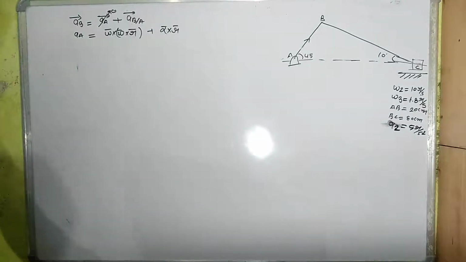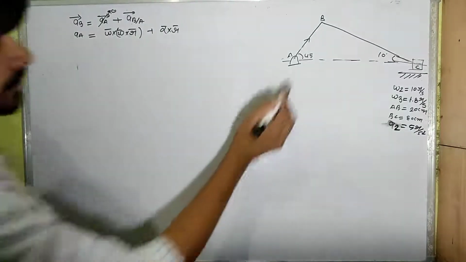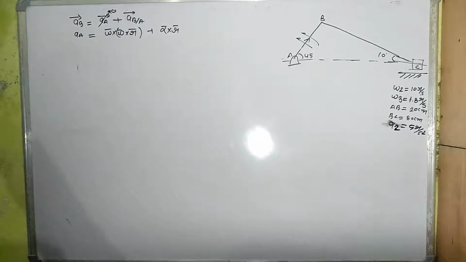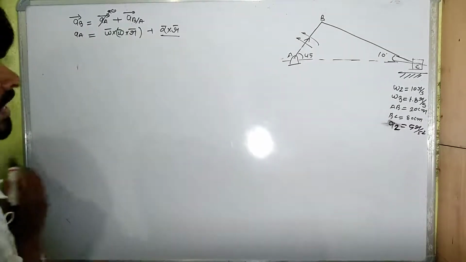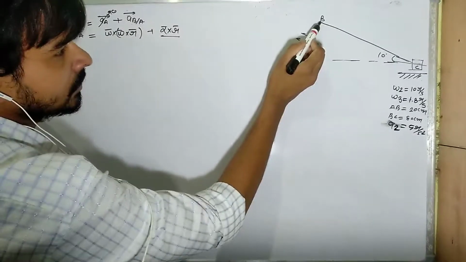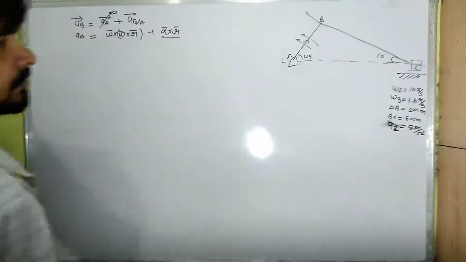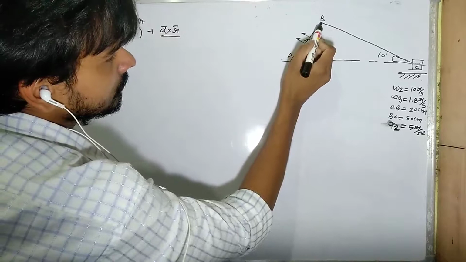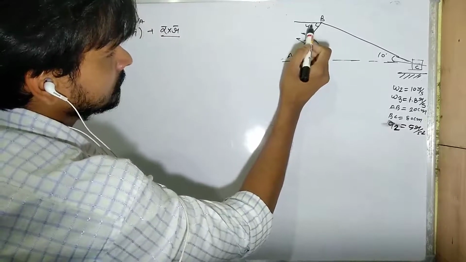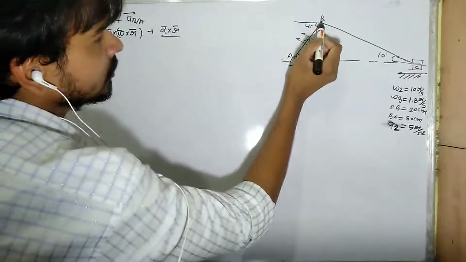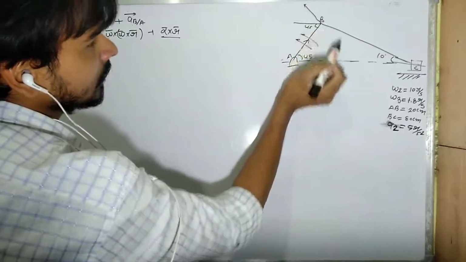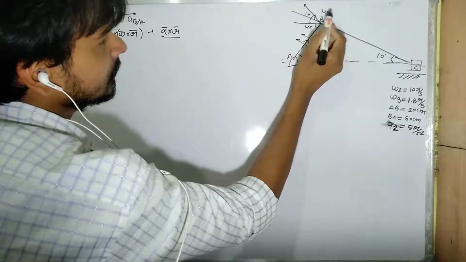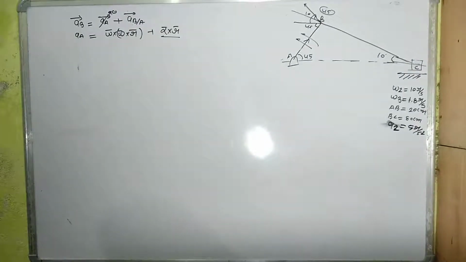Alpha direction was given, and omega was given in this direction. You know that the alpha cross r direction will be perpendicular to this link, that means this angle will be 45 degree. Am I right? So this angle will also be 45 degree. And this angle will be 10 degree and this whole angle will be 45 degree.